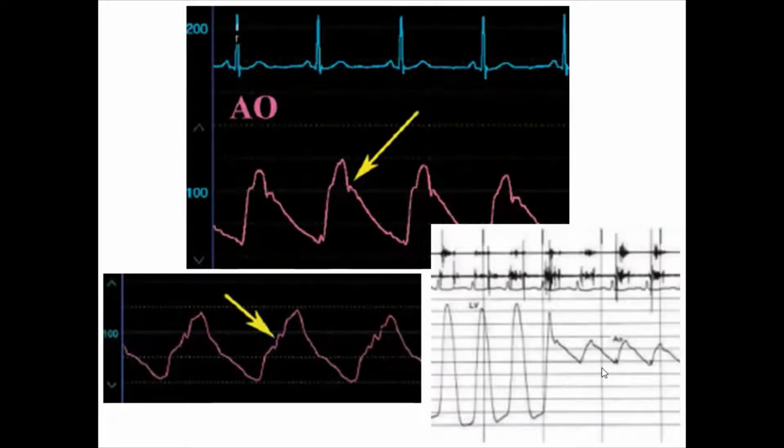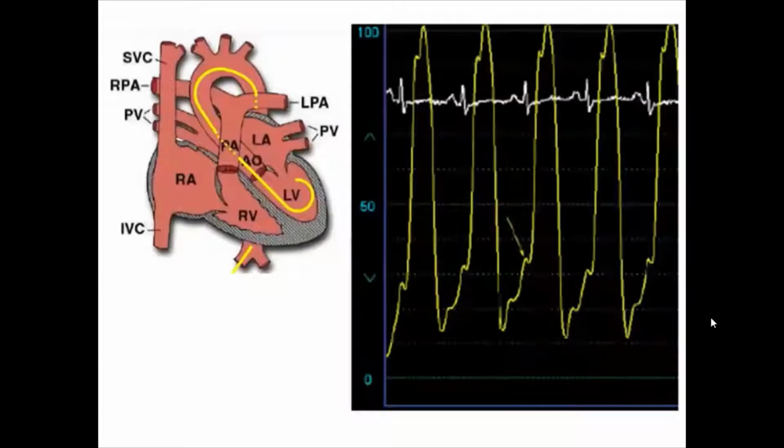So there is a systolic gradient between LV and aorta, and this aortic pulse is called pulsus parvus et tardus. It is diagnostic for aortic stenosis. So this is what about the aorta.